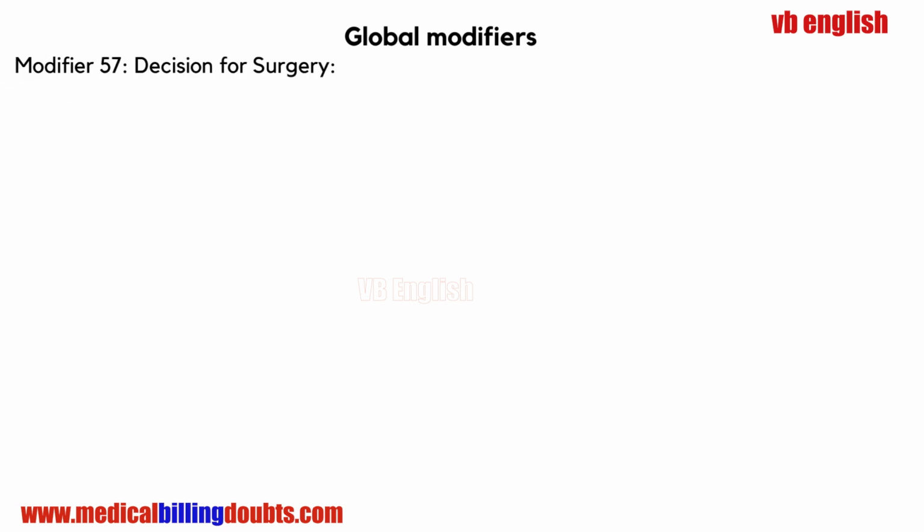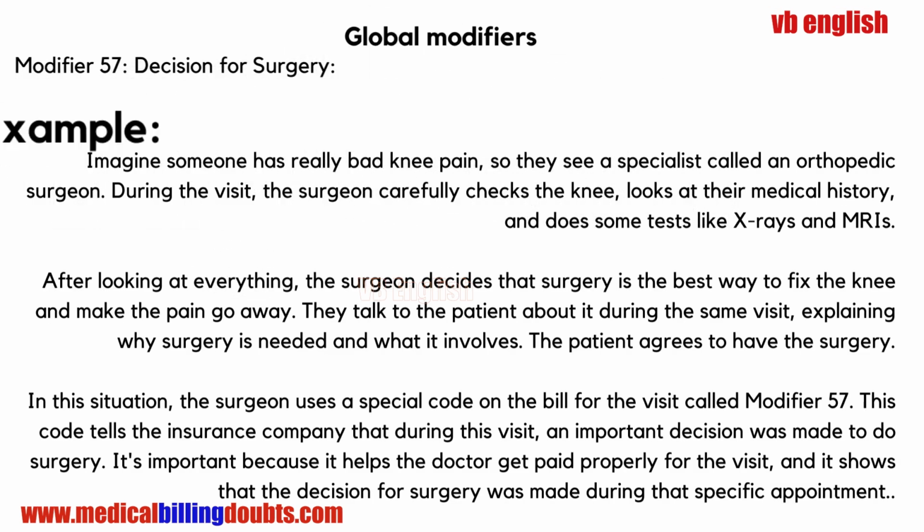Modifier 57. Decision for surgery. Example, imagine someone has really bad knee pain, so they see a specialist called an orthopedic surgeon. During the visit, the surgeon carefully checks the knee, looks at their medical history, and does some tests like X-rays and MRIs. After looking at everything, the surgeon decides that surgery is the best way to fix the knee and make the pain go away.